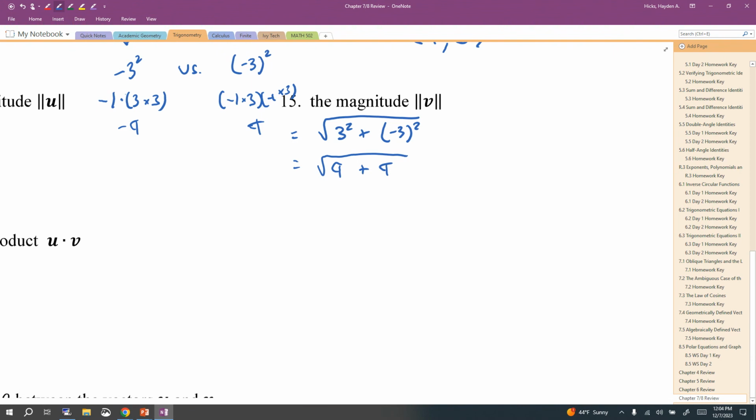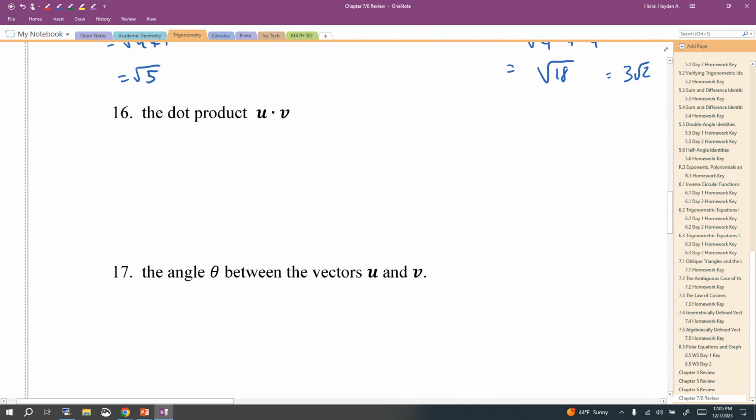So there's that. Okay. This is square root of 18, which reduces to 3 root 2. You guys all remember how to reduce radicals? 18 is equal to 9 times 2. Square root of 9 is 3. Right? Okay. Dot product. You guys remember how to do dot product?